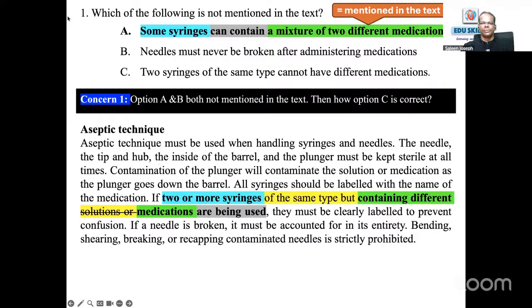Okay, now aseptic techniques. Concern: option A and B both not mentioned in the text, then how is option C correct? One challenge is this: option A and B both are not mentioned in the text. Then how is option C correct? As we said, either C or A must be correct, right? Yes. Now the person is saying A and B both are not mentioned.